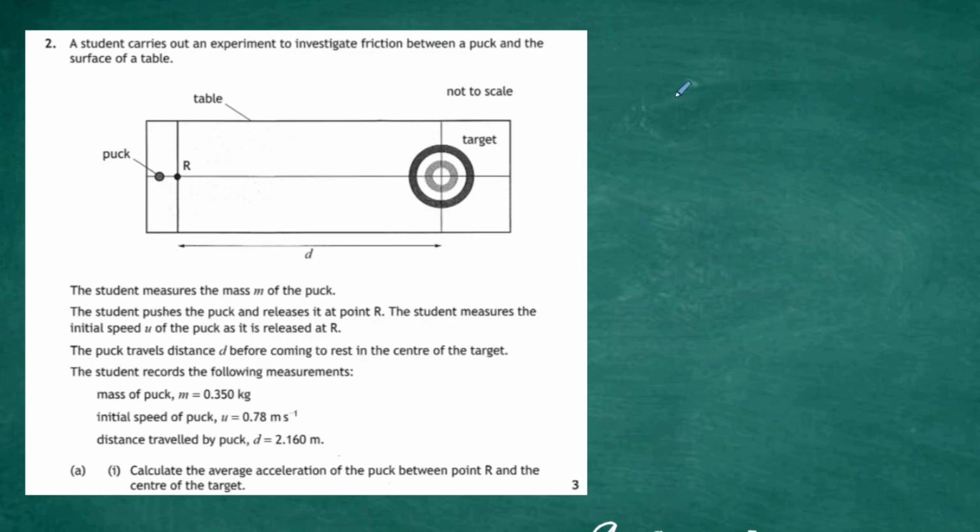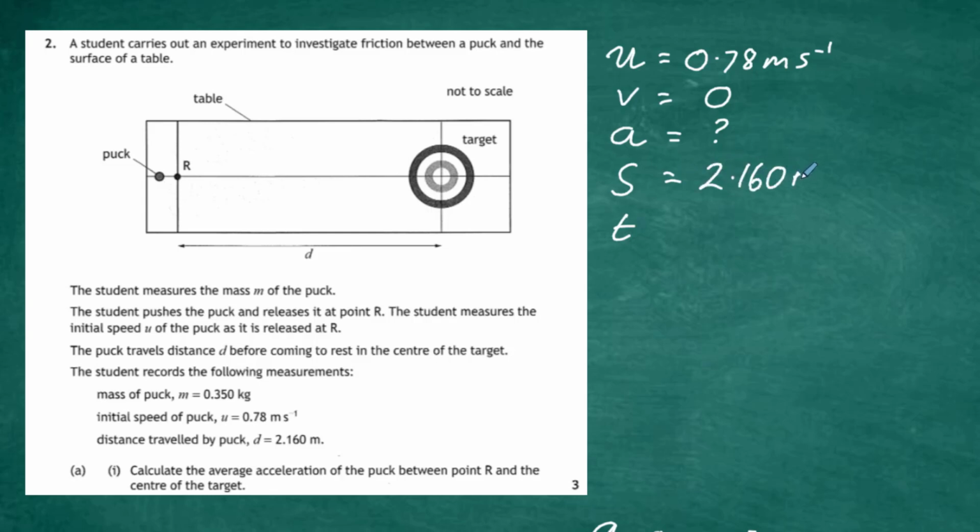Well, we start off with our kinematics, which is a kinematics problem, with our kinematic variables: u being the initial velocity, v being the final velocity, a being acceleration, s being the displacement, and t being the time. The initial velocity of the puck is 0.78, so we're told that. The final velocity is going to be 0 because it's come to rest in the centre of the target. The acceleration is what we're after, and the displacement, we're told, is 2.160 meters. We don't need anything about the time. So we have u, v, a and s.